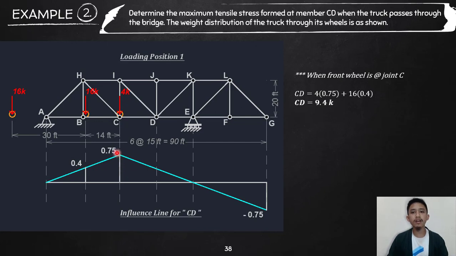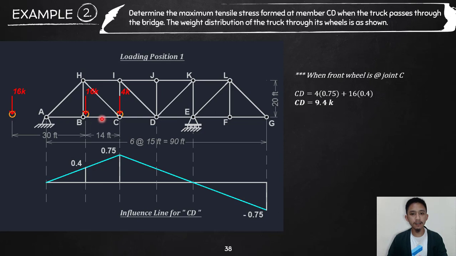However, if you are after a maximum compression, which is the negative, we will try to locate the loadings on top of the maximum negative. In our case, that will be on joint G. However, we are on tensile, so we will try to locate that one. As you can see, the maximum ordinate is at joint C. So let's try to play around.